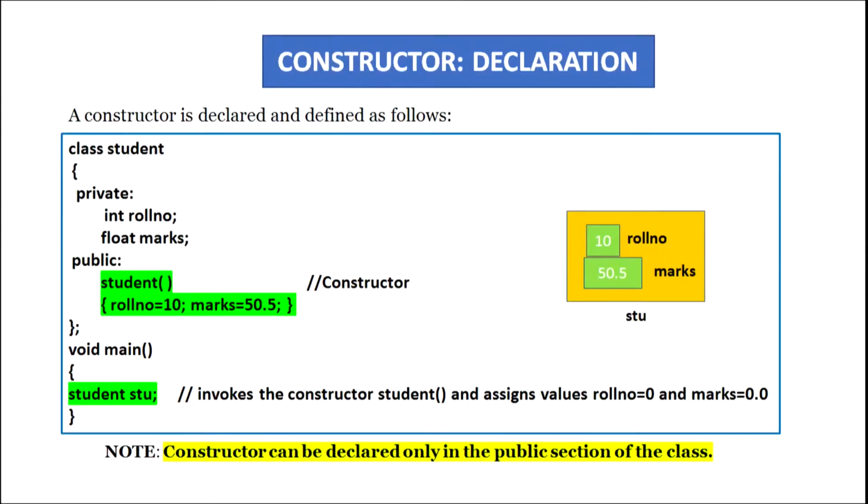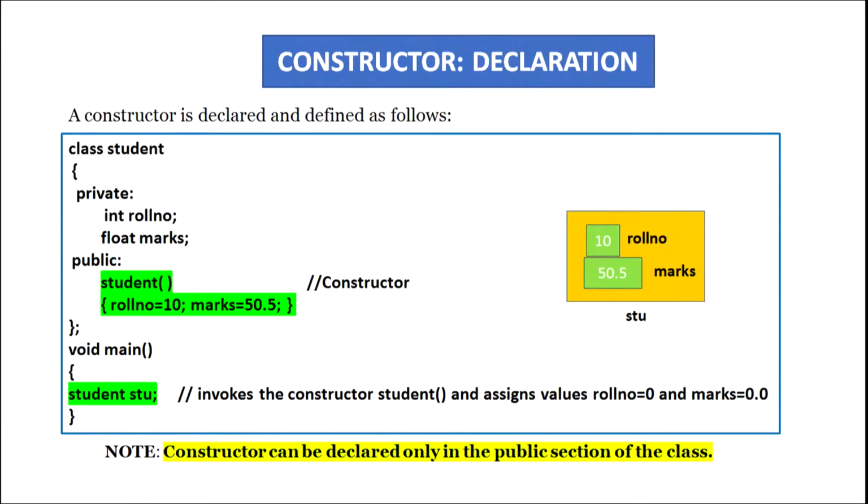So, let us declare a constructor. A constructor is declared and defined as follows. We take an example of a class student with private data members as roll number and marks. In the public section, we will define a constructor of this class. We can see here the constructor has the same name as that of the class followed by parenthesis. The body of the function contains the initialization statements of the members of the class, especially data members.